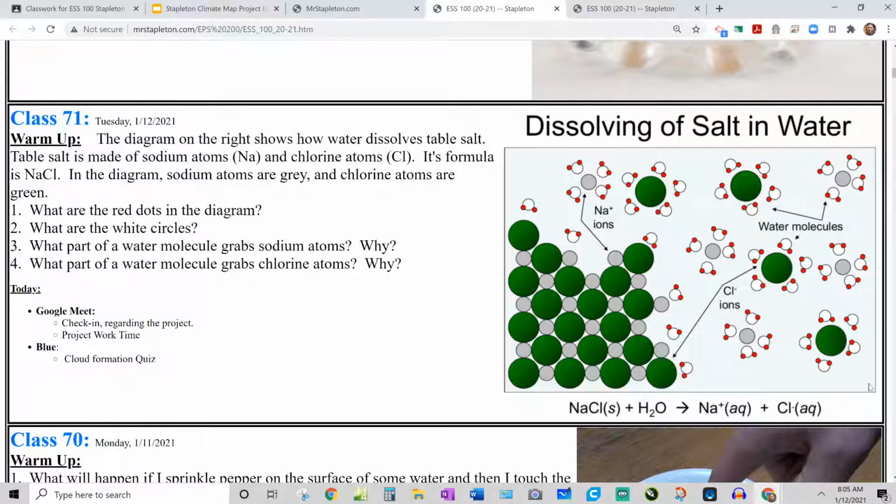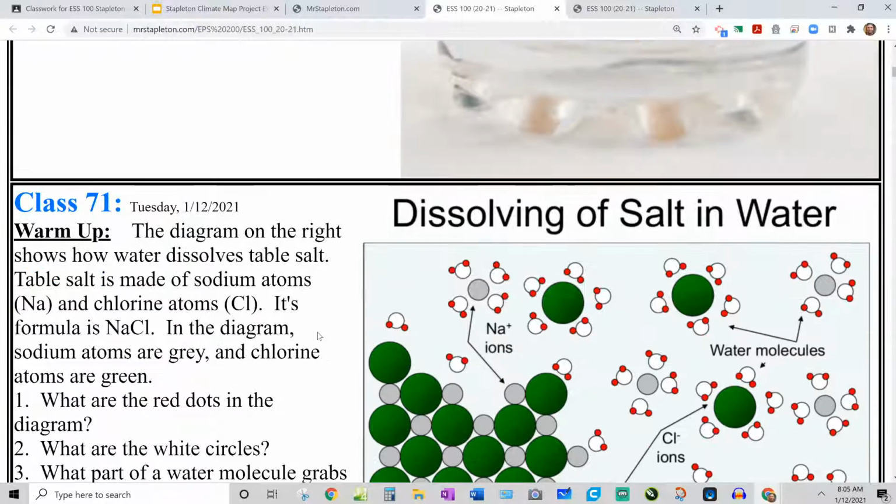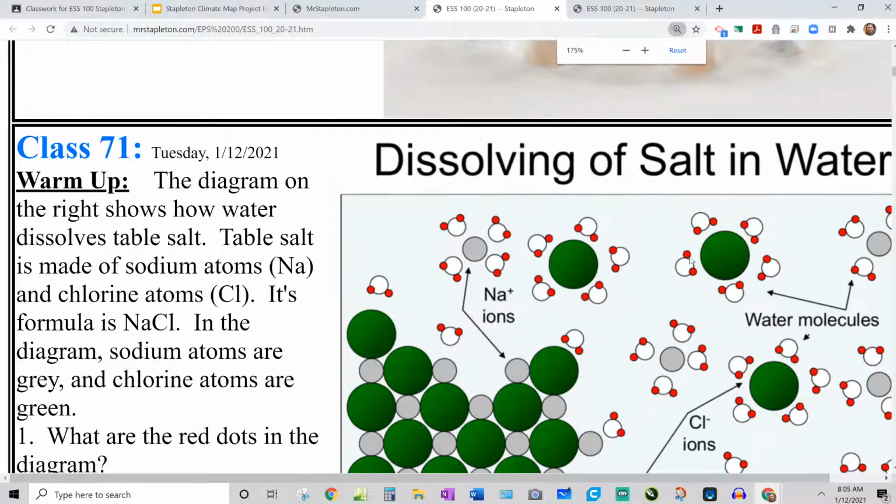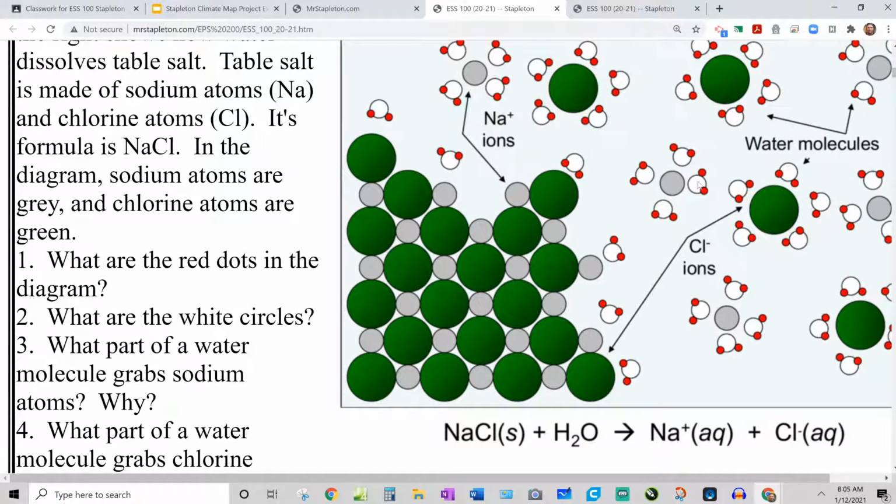So I don't know if you've ever really looked at or had teachers talk about what dissolving really means, but that's what this picture over on the right is showing. There are a few questions that I might ask you to answer some of, but I'm going to answer most of them. The first one is, what are the red dots in the diagram? And the second one is, what are the white circles? I think one of you could probably tell me that. I will tell you that the little things that are white and red, those are water molecules.